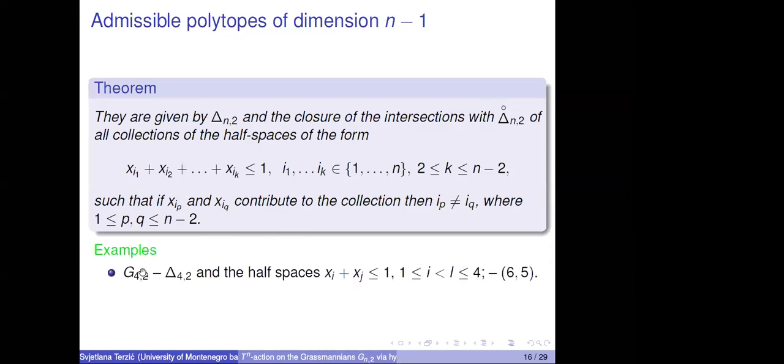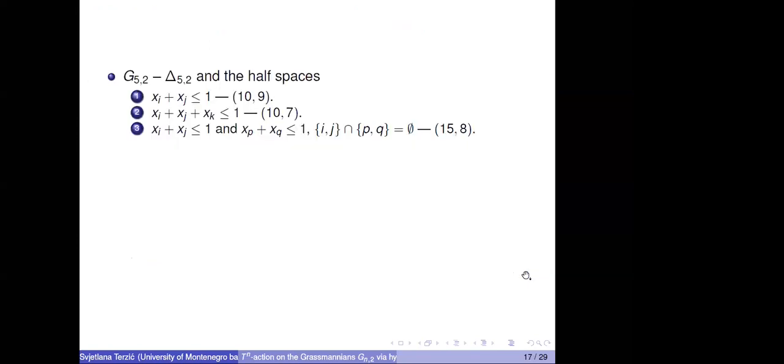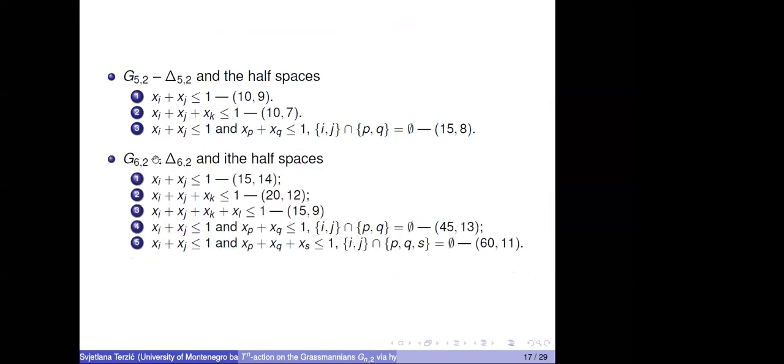For example, when we consider G(4,2), the 3-dimensional polytopes are Delta_{4,2} and the polytope defined by the half spaces. This is the number and the number of vertices. For G(5,2), these are 4-dimensional polytopes defined by these half spaces. These are the number and the number of vertices. And say for G(6,2), the 5-dimensional polytopes are given by these half spaces and by intersections of these half spaces. These are their numbers and the numbers of vertices.